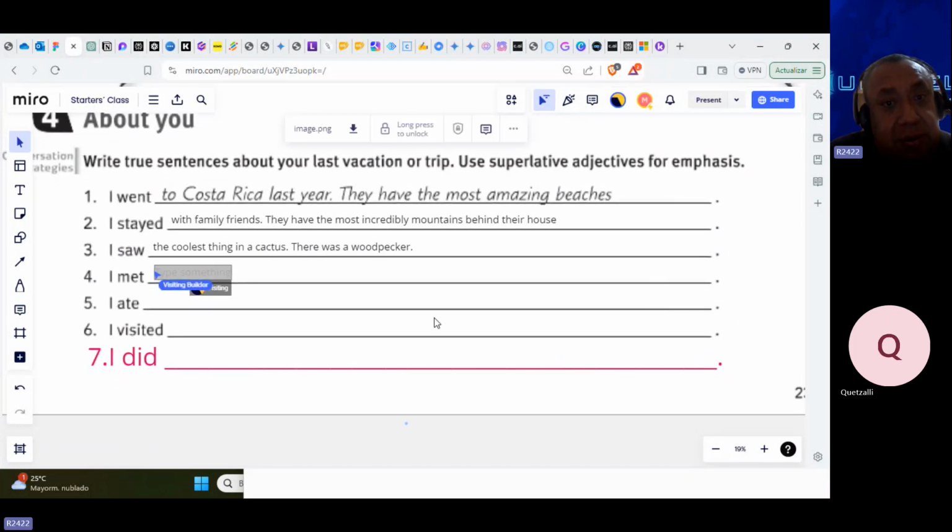That is the coolest thing in a cactus. There was a woodpecker. Very good.